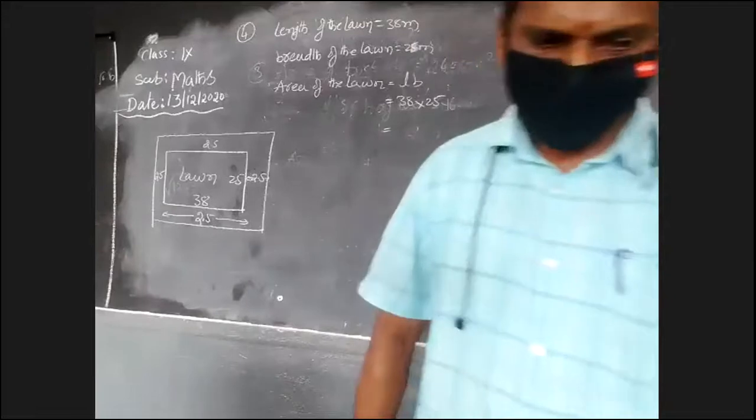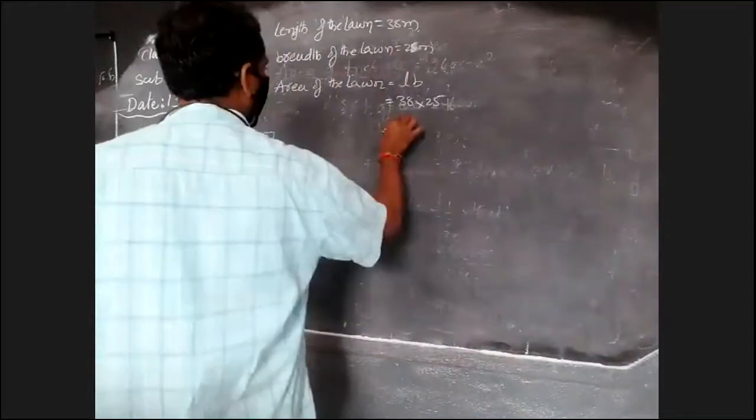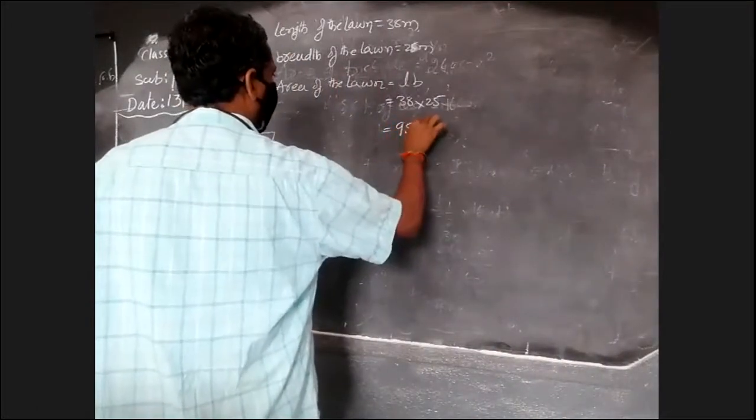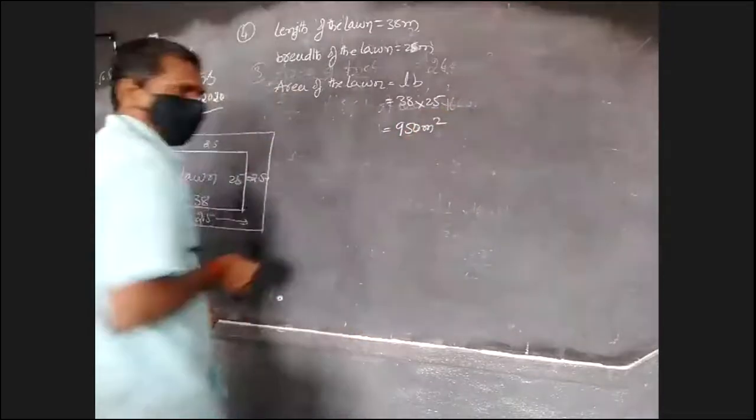950. Okay, right. What is the unit? 950 meter square or square meter.